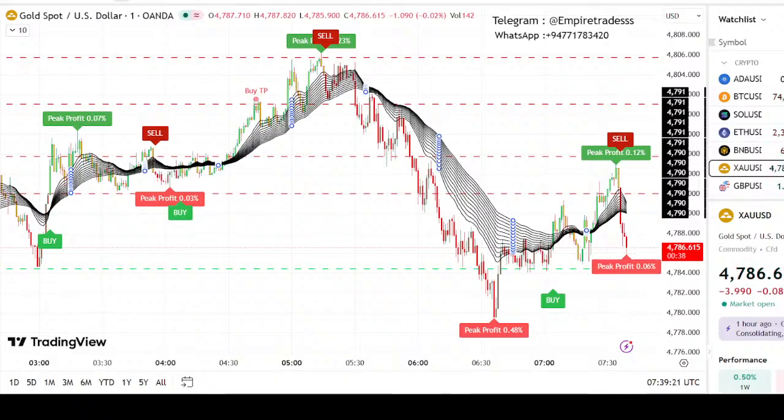Bots also provide the advantage of backtesting and optimization. Traders can test their strategies on historical data to assess their viability before deploying them in live markets. This backtesting capability allows for fine-tuning and optimizing trading algorithms to improve performance and reduce risks. By refining strategies based on historical performance, traders can increase their confidence in the bot's ability to handle various market conditions.